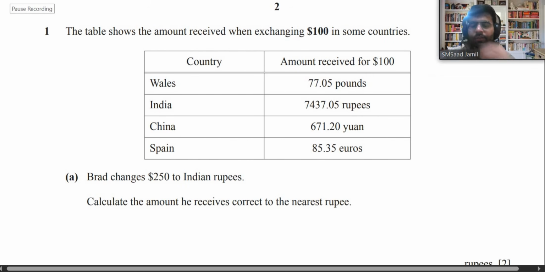So now in the first question it says the table shows amount received when exchanging $100 in some countries. So what is the question saying? Like you go to certain countries, I hope you all do one day, inshallah. For example, you go to Wales, you go to India, you go to China, you go to Spain, alright. So if you give them $100, how much money do these countries give you back in return?